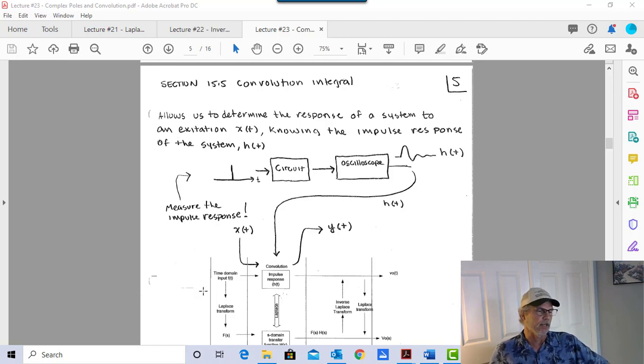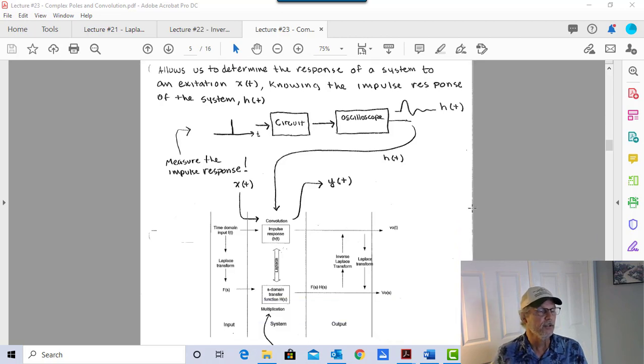Let's look at it on the Laplace Transform Roadmap. Here's going to be our input, our time domain input. We'll call it x(t). And we know what's called the impulse response of the system. So we're going to perform this thing called convolution, and we're going to get the response of that system. So convolution allows us to determine the response, y(t), to an excitation, x(t), knowing the impulse response of the system, h(t).